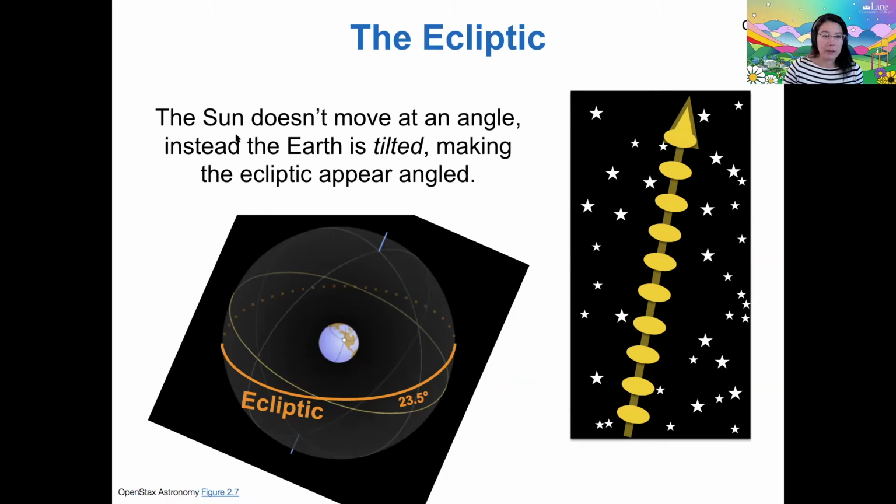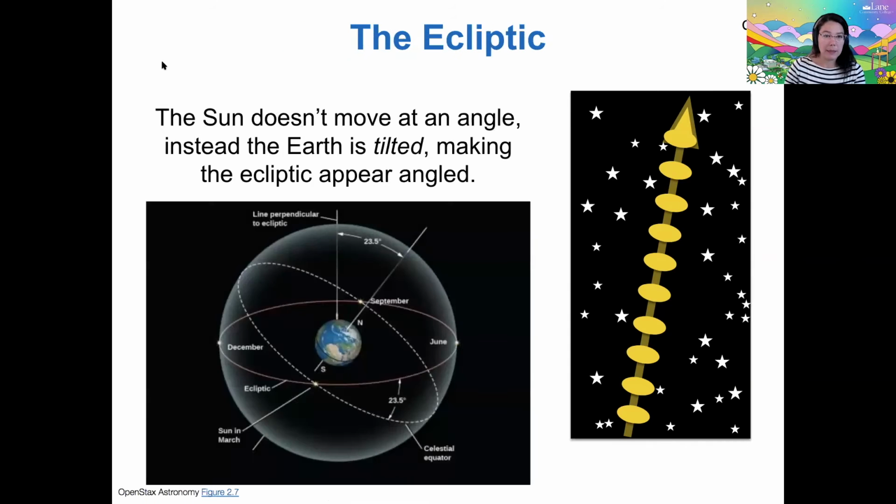So let me see if I can show you a little bit about what that means. So, okay, here we go. So if we look at the Earth in a frame of reference that's not tilted with respect to the sun, so if this red line is in the plane of our orbit around the sun, then the Earth is tilted by 23.5 degrees with respect to its orbit. And therefore, the ecliptic appears angled relative to the celestial equator by the same amount, 23.5 degrees, our axial tilt.